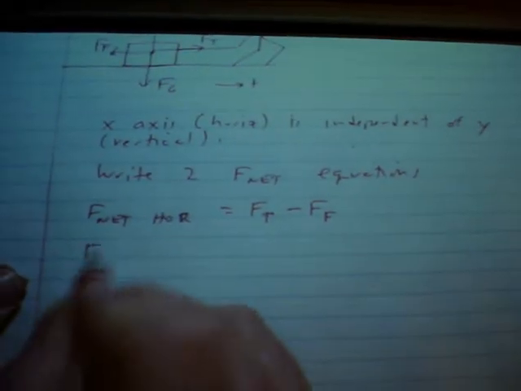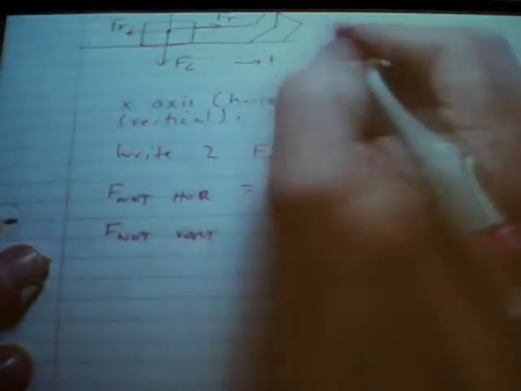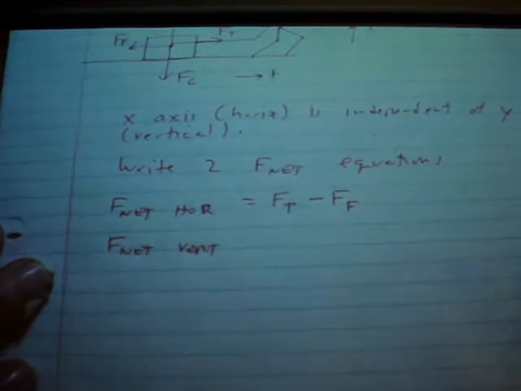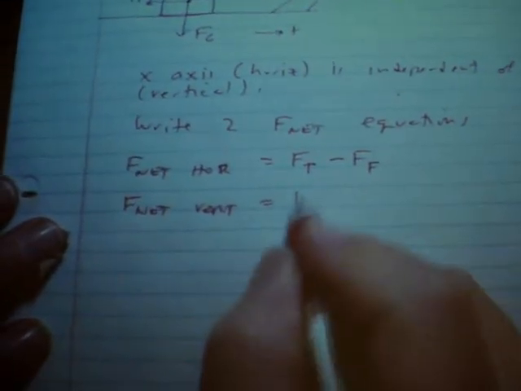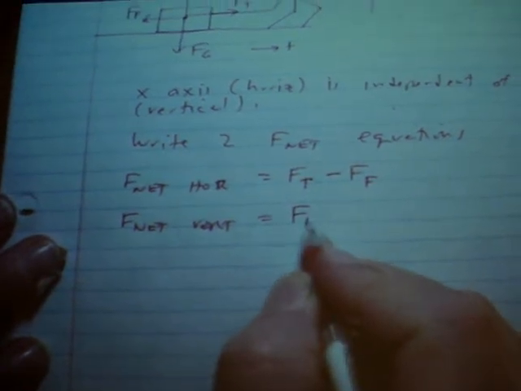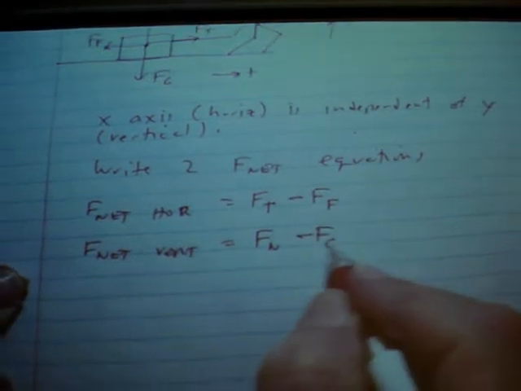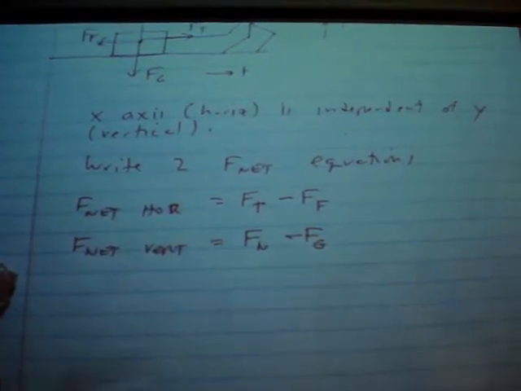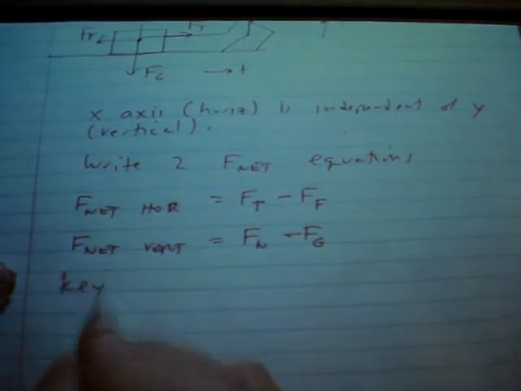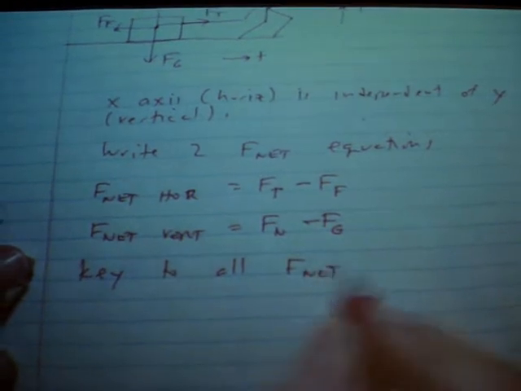All right. So then, what's the F-net in the vertical direction? If we pick up as positive, what forces are acting? Zero. Yes, it is zero. Gravity and normal forces, if we pick up as positive. So it is equal to 0. Key to all F-net problems.